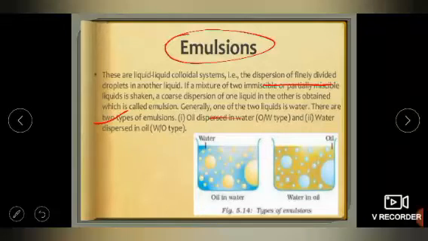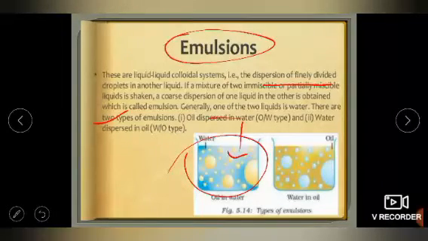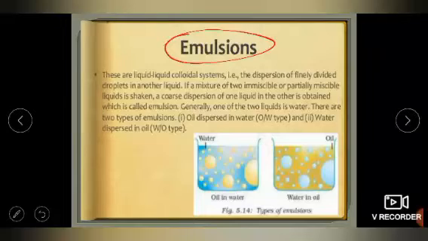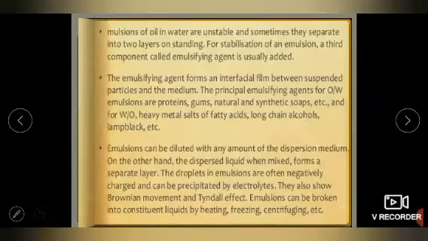So you can see, oil is not going to mix with water, that's why it is called oil-in-water type. When water is added to oil, then it is called water-in-oil type. In both cases, these are not going to mix, and it is called an emulsion. Emulsions of oil in water are unstable, and sometimes they separate into two layers on standing. For stabilizing an emulsion, a third component called an emulsifying agent needs to be added.